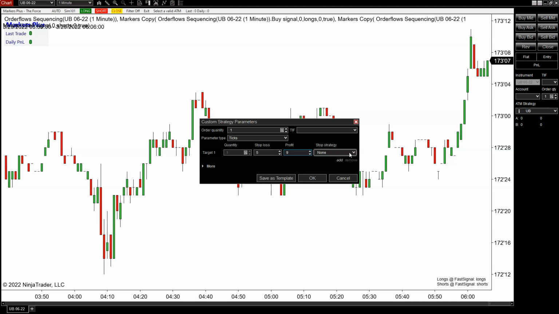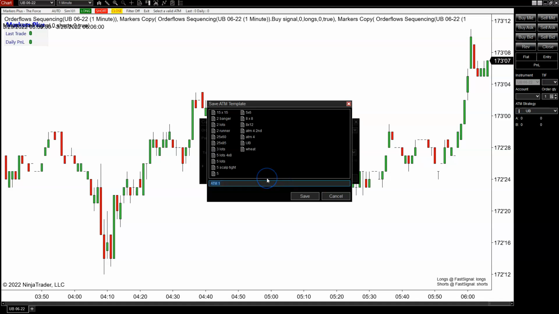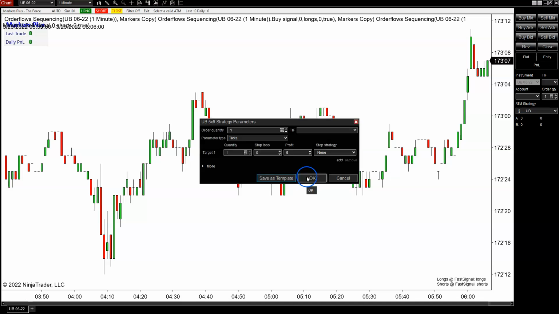And by watching the market, by watching the order flow, if I see it get within one tick of my take profit and start reversing, I may choose to get out earlier rather than get stopped out, or I may move my stop to break even. So rather than taking a 5-tick stop, I'm able to basically scratch the trade. So I'll save this as, call it Ultra Bond UB 5/9. So 5-tick stop, 9-tick take profit. So just under 2-to-1. And I'll click OK to save it.